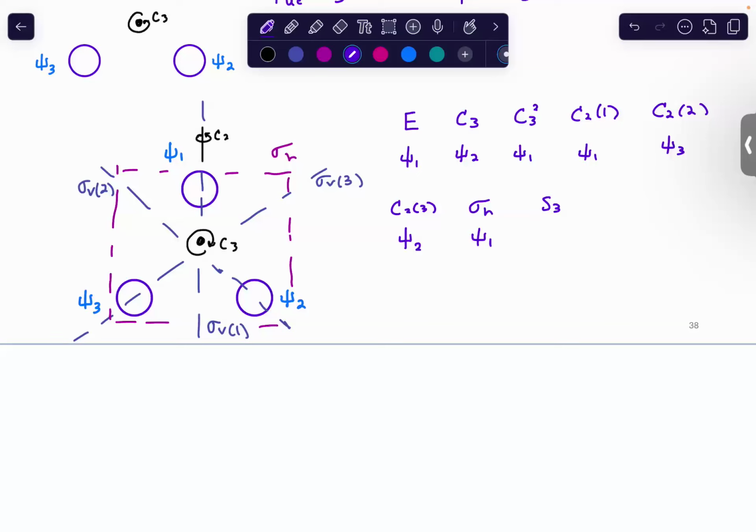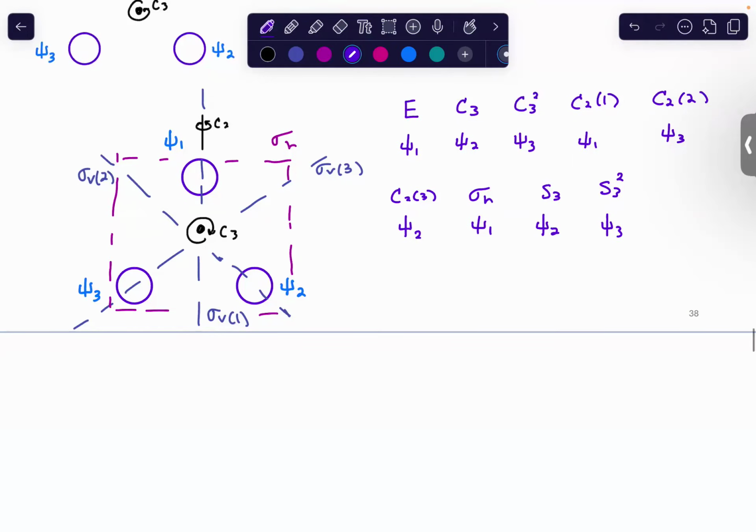For our S3, think about this one real carefully. S3, we have to do the C3 then the sigma H. Okay, so that'll be psi 3. Which way is the C3 rotating? That way. Oh, so it's psi 2. So these will match your C3 rotations. So then your S3 2 is going to become psi 3. Oh, right, like I wrote this down up here. That becomes 3. That becomes 3.